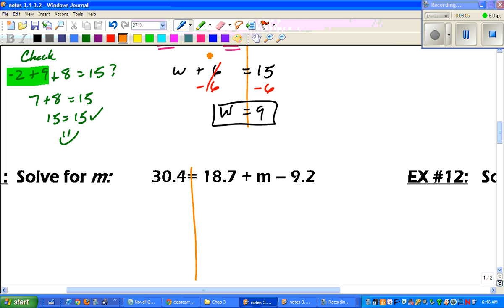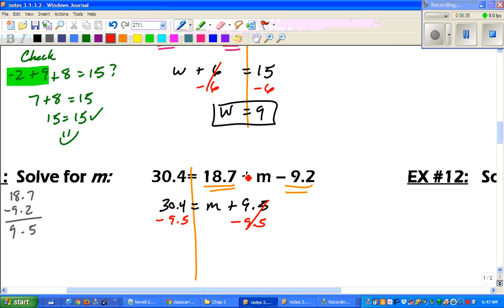Draw the line. Find the things that are the same. Off to the side, I'm going to do that work since I don't have my calculator on me. You get 9.5. So 30.4 equals m plus 9.5.